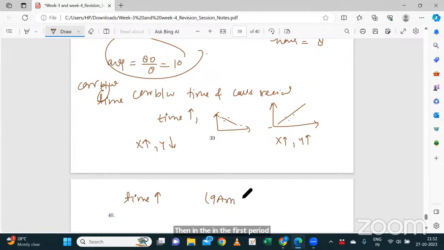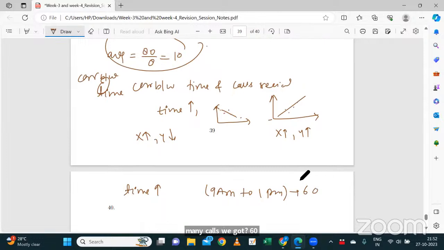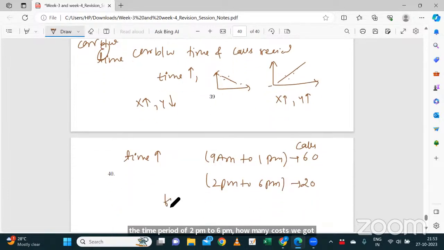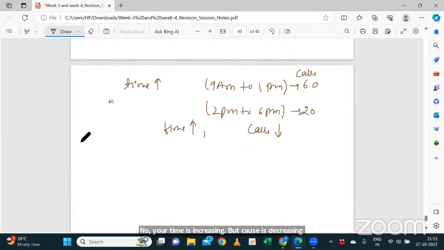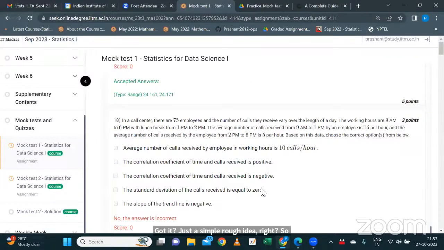Now if you see, in the first period, 9 a.m. to 1 p.m., how many calls did we get? 60 calls. And in the period 2 p.m. to 6 p.m., how many calls? 20. Here time is increasing, but calls are decreasing. That means the correlation will be negative. Just a simple rough idea. So B is incorrect, C is correct, right? Yes or no? Yes, sir.